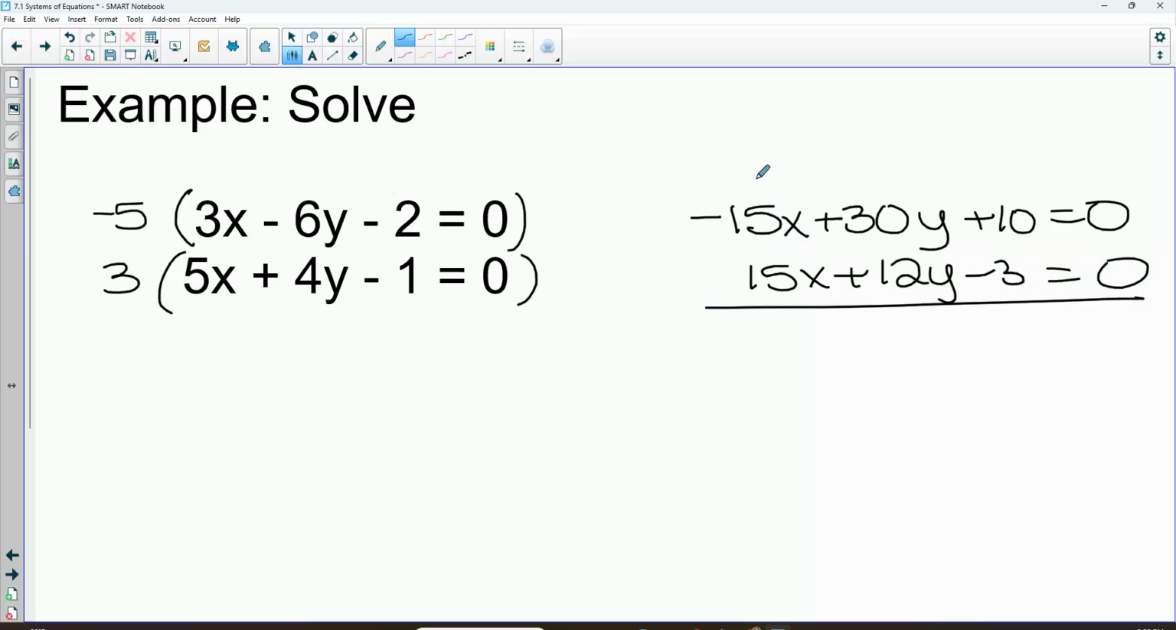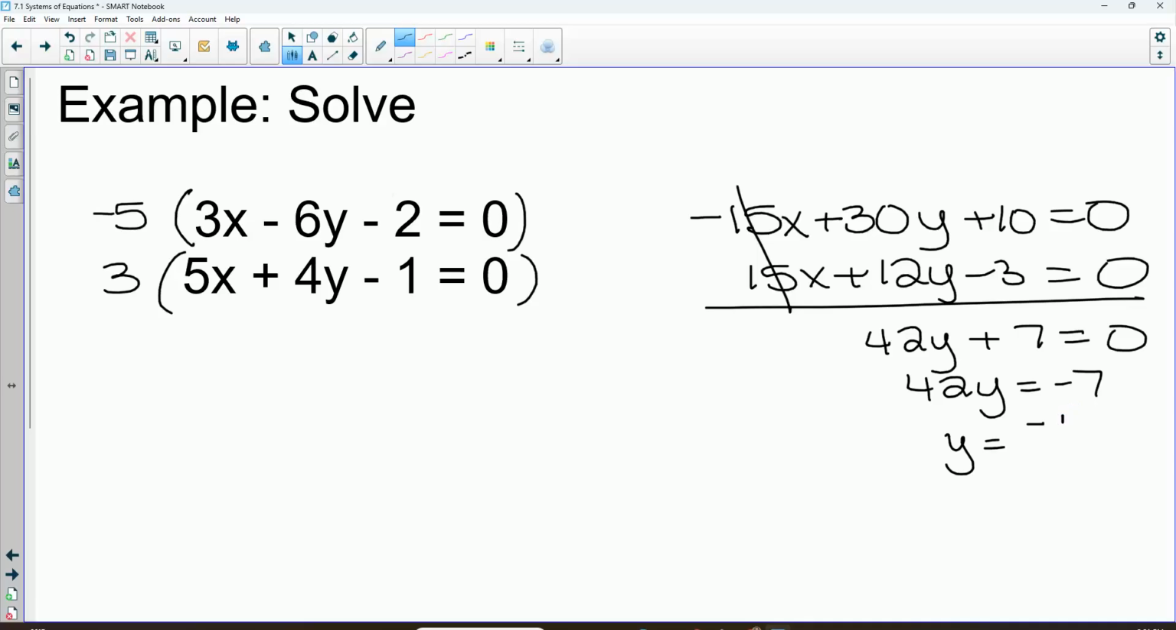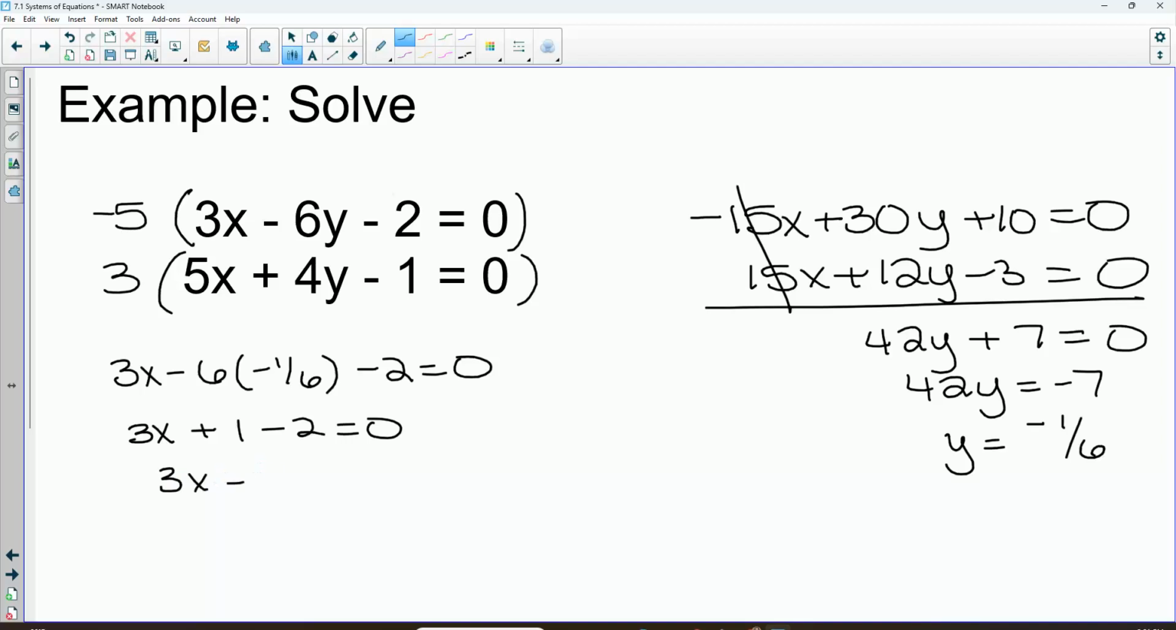Okay, negative 15 plus 15 is 0. 30 plus 12 is 42y, plus 7 equals 0. So 42y equals negative 7, and y is negative 1/6. So then we plug that back in. I'll just go with the first equation. Negative 6 times negative 1/6 is positive 1. So we get x to be 1/3.